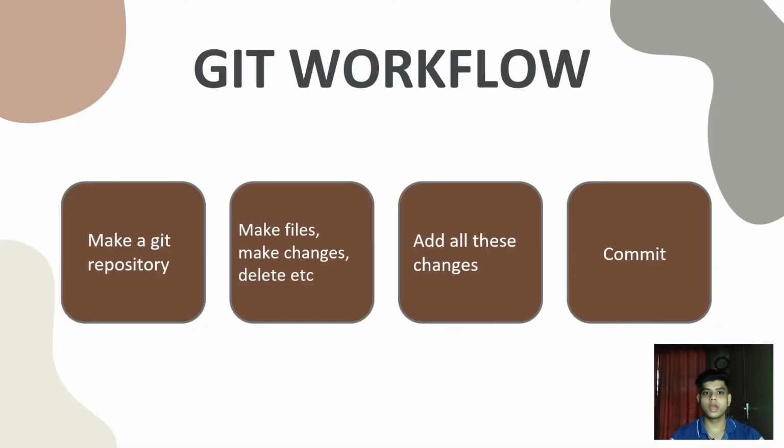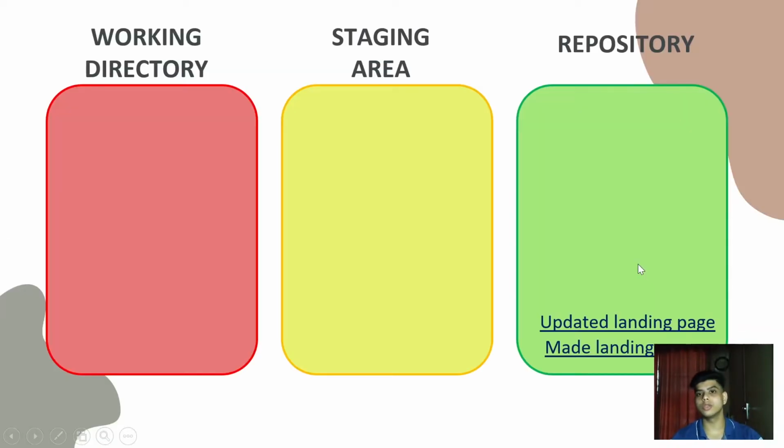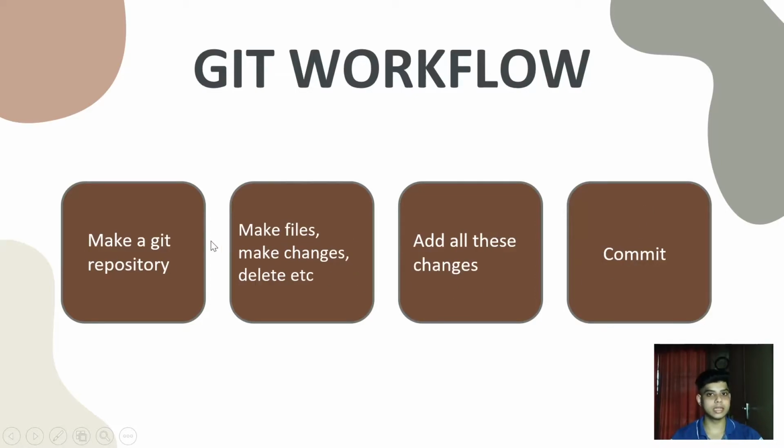Again, this is the common Git workflow. Whenever I'm starting a project, I would make a Git repository. Then I would create files and make changes to them. I can delete them, whatever I can do with them. Then once I feel okay, I need to add this to my repository. What I can do is add these changes to the staging area first, and then I can do a commit, which is basically adding it to the repository. We'll talk about commit later, but this is the workflow that you'll see.